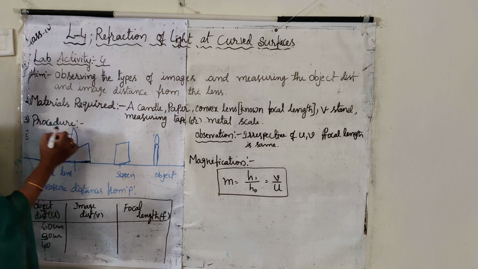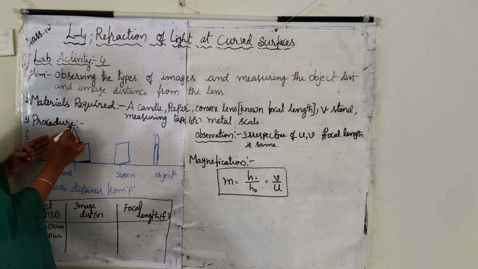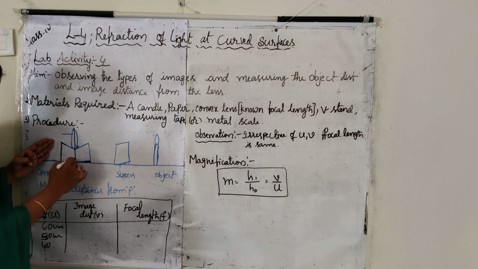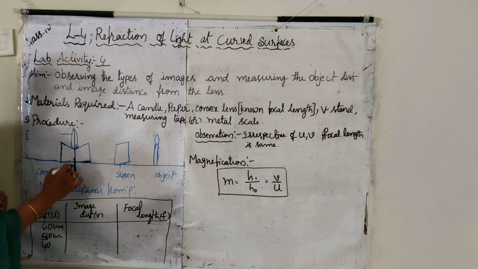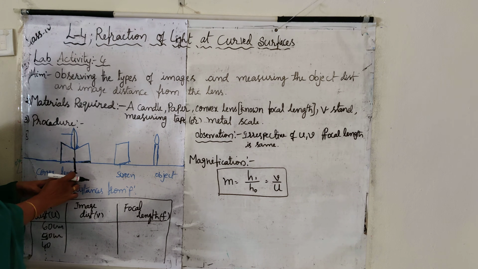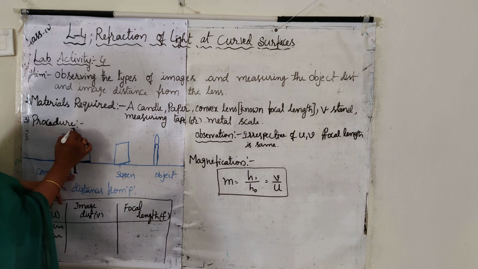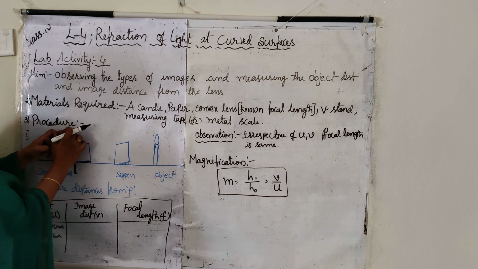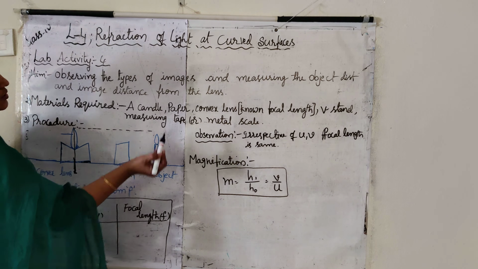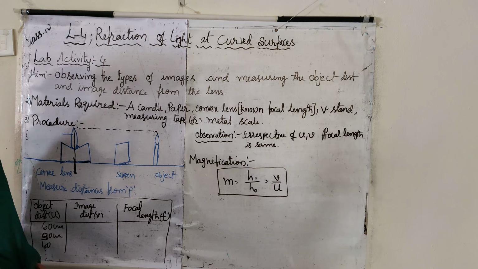Whatever distances we have to measure, we should always start from the optic center. We should start from the midpoint of the lens. So here we should start. This is known as the optic center. From this lens, we have to measure. When you place the candle here, from the optic center to this candle you measure. Then this distance becomes the object distance and it is represented by the letter U.